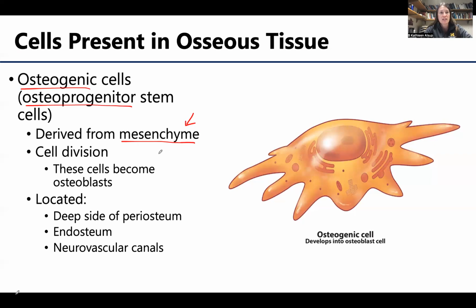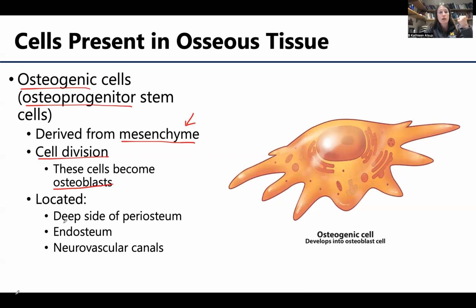These osteogenic cells are the only bone cells that are capable of cell division. The other three that we're going to talk about are not capable of cell division, only osteogenic cells. And once these cells are ready to begin to secrete extracellular matrix, the name changes to osteoblasts, which is the second type of bone cell. We'll talk more about that in a moment. But before we move on, I do want to note that these osteogenic cells are located all over the place in the bone.